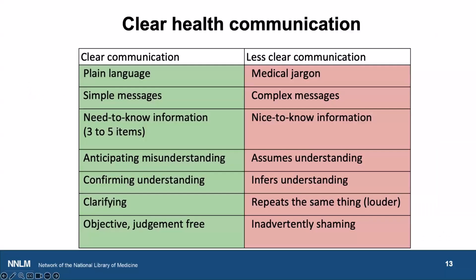So our goal is to communicate as clearly as possible. On this slide, you'll see the left-hand column shows what we can aspire to in order to have clear communication. You can also think of the left-hand column as the behavior change we need to implement in order to have clear communication. The right-hand column shows how communication usually works or what we want to avoid.